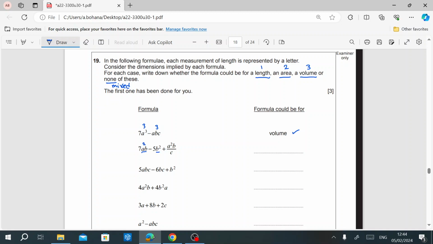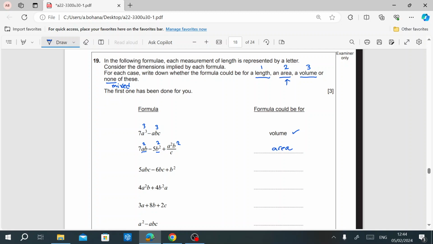2. And this is 3 letters divided by 1 letter, which means I can take one of those letters away. It doesn't matter which one. I'm going to have 2 left. So they all balance out. I've got a 2, a 2, and a 2. So that's area.